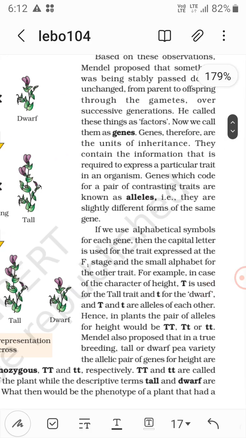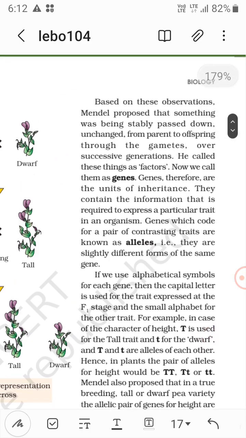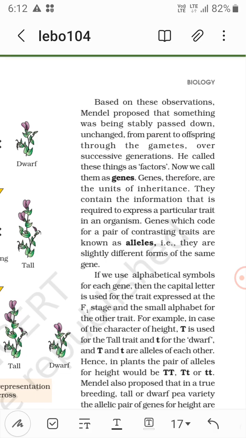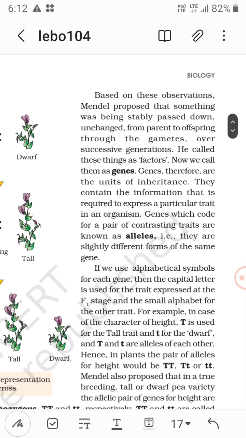Now, based on the observation, Mendel proposed that something was being stably passed down unchanged from parent to offspring through the gametes over successive generations. He called these things factors. Now we call them genes. Genes therefore are the units of inheritance.